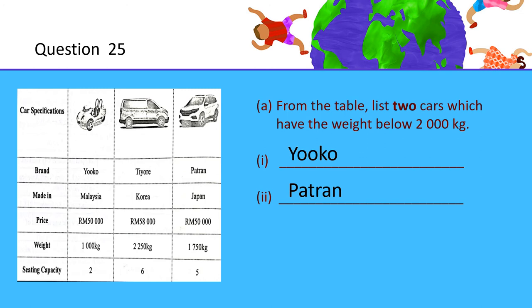You don't write the 1000 and 1700 here. You write the brand, which two cars, not which two weights. So you don't write 1000 and 1700. You don't write this one, not this one. So you write Patran and Yoko. Next.